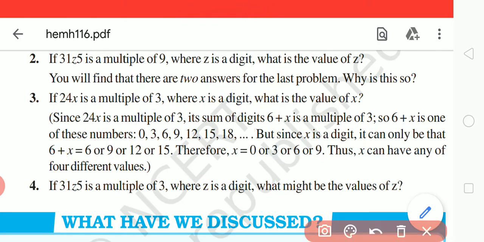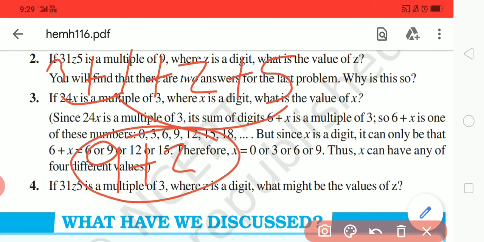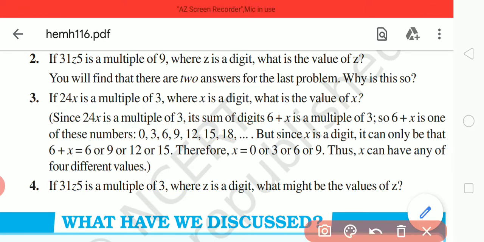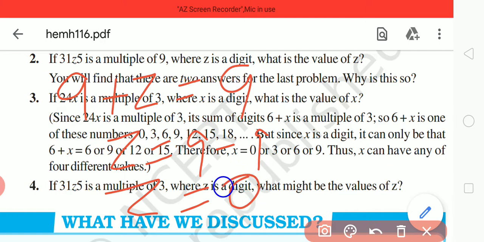Next is also the same divisibility of 3, so we will find the sum of digits, okay, and this will be equal to 5. 3 plus 1 is 4, 4 plus 5 is 9 plus z. So this 9 plus z must be a multiple of 3. If you put 9 plus z equal to 3, it will be a negative number, so you will reject it. So at least you will start from 9, and z is equal to 9 minus 9, that is 0. So the value of z is 0.